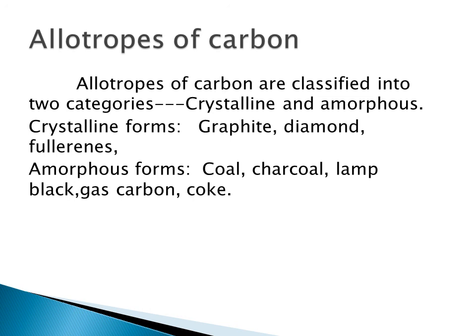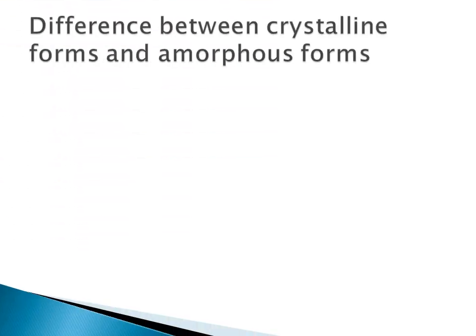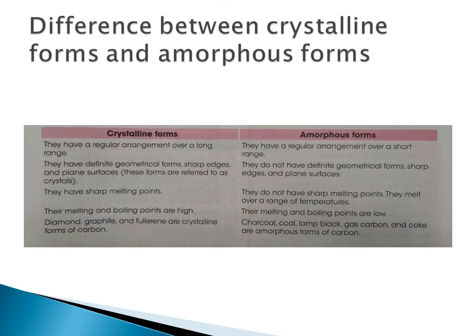Crystalline allotropes of carbon will have a definite crystalline, geometrical shape. Amorphous forms do not have any definite geometrical shape. Let us study the difference between crystalline forms and amorphous forms. Crystalline forms have a regular arrangement over a long range. Amorphous forms have a regular arrangement over a short range. Then they have definite geometrical forms.